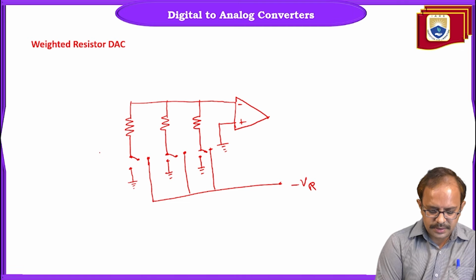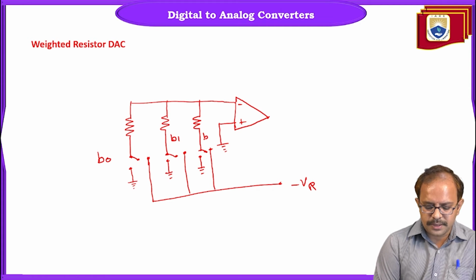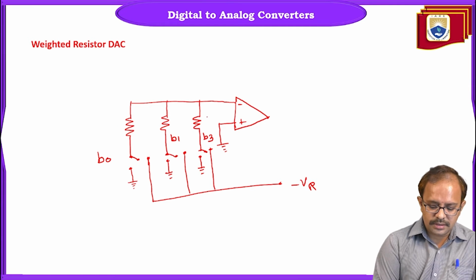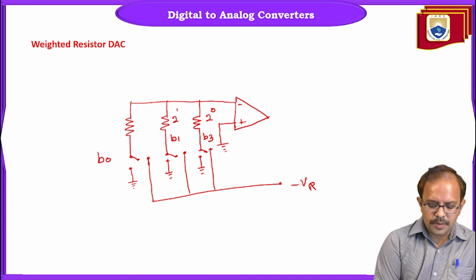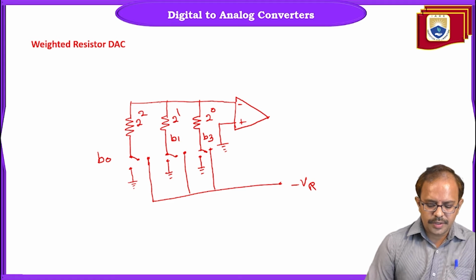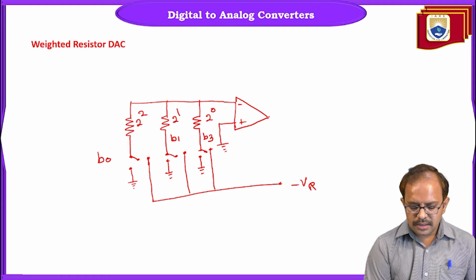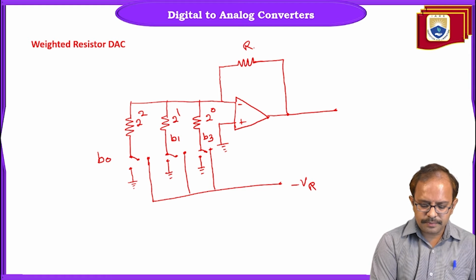Let us say this is my first bit, LSB, and this is my second bit in the 3-bit DAC, and this is my MSB, right? So here we can define the weight of this resistance. The weight of the MSB resistor is going to be 2 power 0, and this will be 2 power 1, and the weight of this resistance is going to be 2 power 2. So this is nothing but a weighted resistor network, and we are going to get the final output from the feedback resistor, which is called RF.